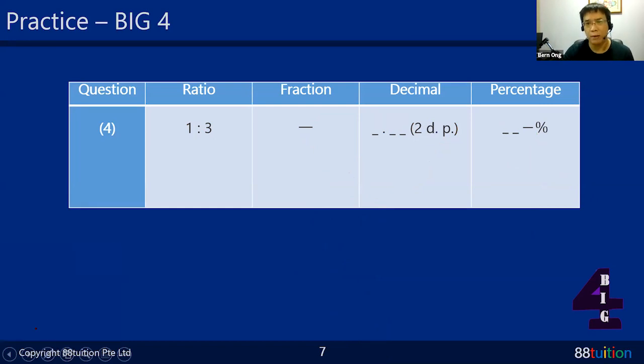1:3 is left to right, right? The fraction is 1/3, top and bottom. Okay? And for 1/3, we cannot make the denominator a 10, 100, or 1000. So how? Don't panic. Just do your long division again. Let me show it to you once again.